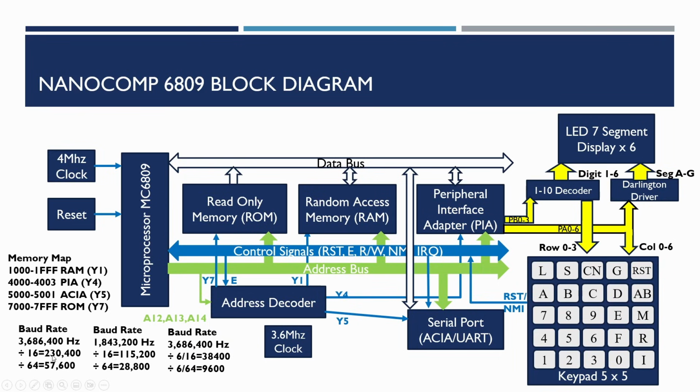asynchronous communications interface adapter, as it's known in the Motorola datasheet, is able to divide by 16 or 64 according to the control register. The 3.6 megahertz crystal feeding the serial port can be divided by 16 to give 230 kilobits per second, or by 64 to give 57.6 kilobits per second. That's probably going to be a little bit fast. If we divided that clock by 2, then we'd get down to 115 kilobits per second.